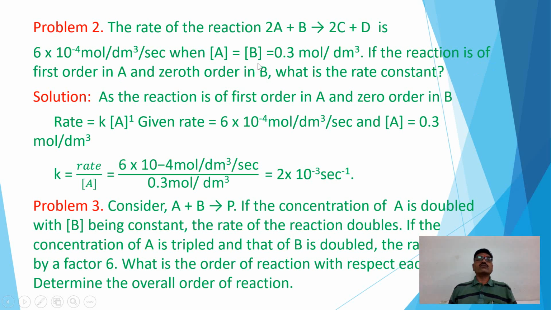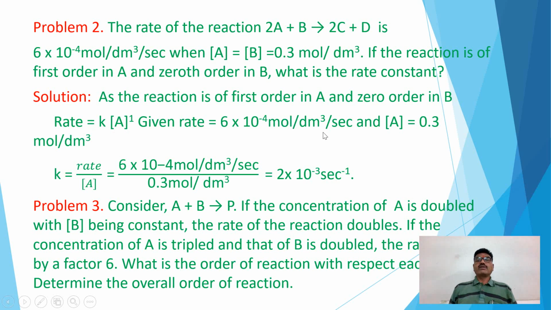We have to determine again the rate constant. The molar concentrations of A and B are equal and given, the order of reaction with respect to A is first order and with respect to B is 0, and the rate is given. As the reaction is of first order in A and 0 order in B, the rate is given like this. Rate is equal to what? K times the molar concentration of A raised to power 1, because with respect to B the order is 0, and that's why we can write it like this, simple.